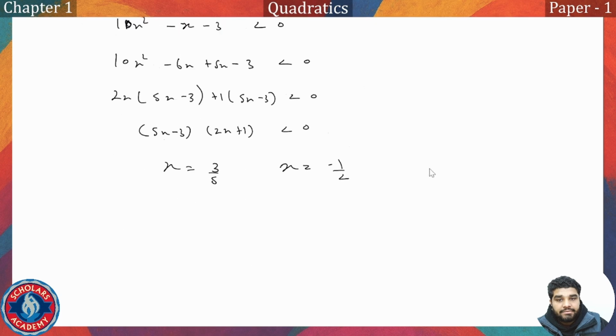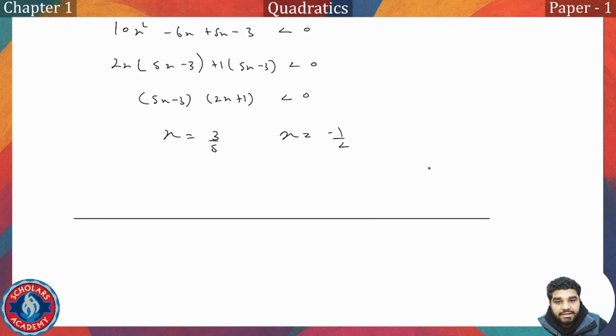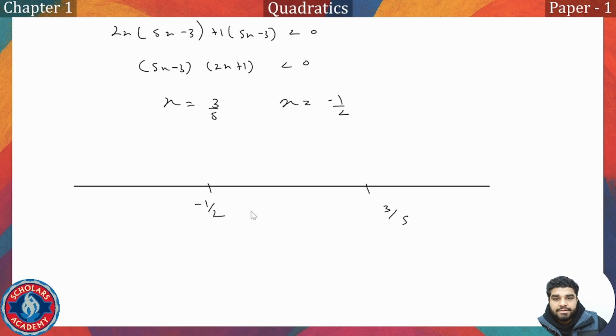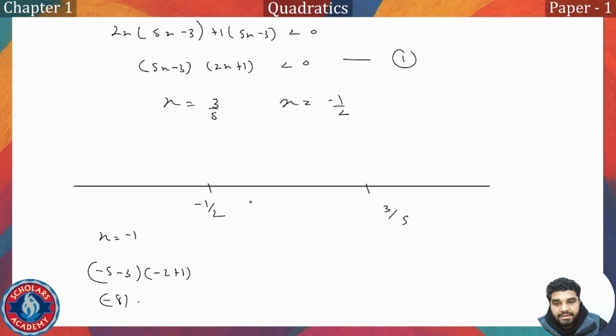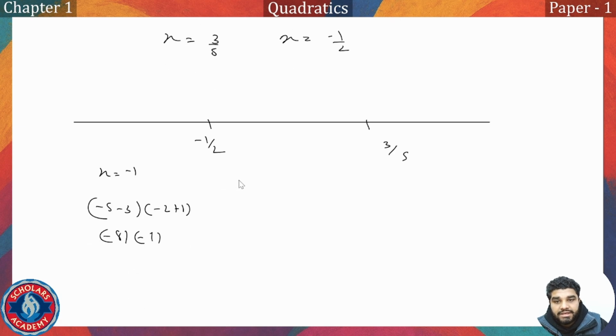Right, now these two zeros divide the real line into three parts: when x is less than negative 1 by 2, between negative 1 by 2 and 3 by 5, and when x is greater than 3 by 5. So if I check, what I want is the value of this quadratic expression to be less than 0. So if I check over here, I take x equal to -1. If I substitute that in this equation, what I get is -5 minus 3 times -2 plus 1. So I get -8 times -1. The value that I'm getting is actually 8, which is greater than 0. So I'll not take this interval.